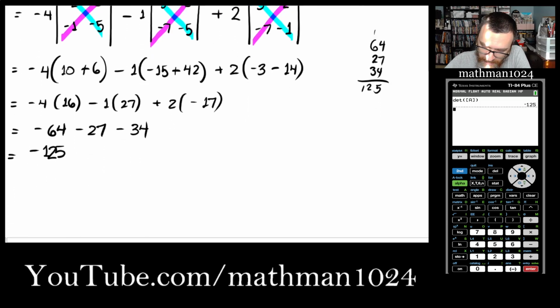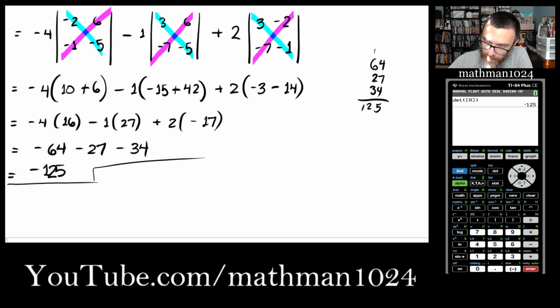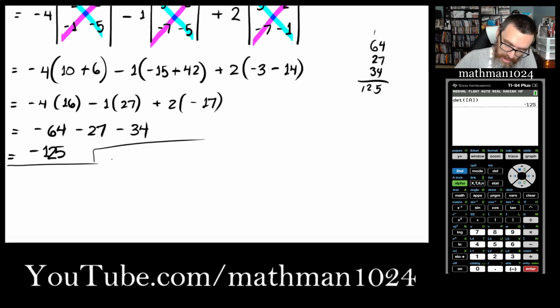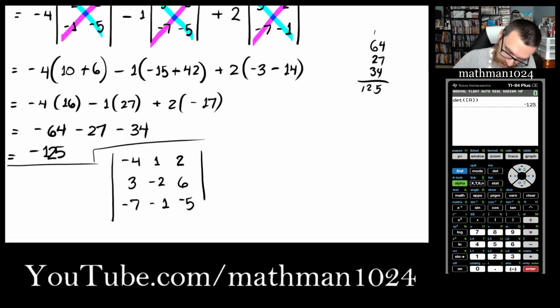We're going to take this matrix. I'm just going to rewrite it if I've got room for it. Why don't you let me scroll down more? All right. So let's take the matrix just as we've seen before. So we have 3, negative 2, 6, negative 7, negative 1, and negative 5.